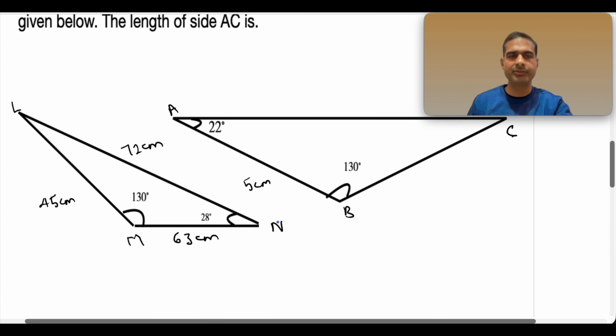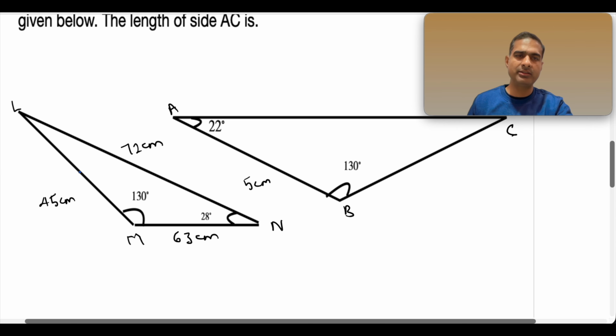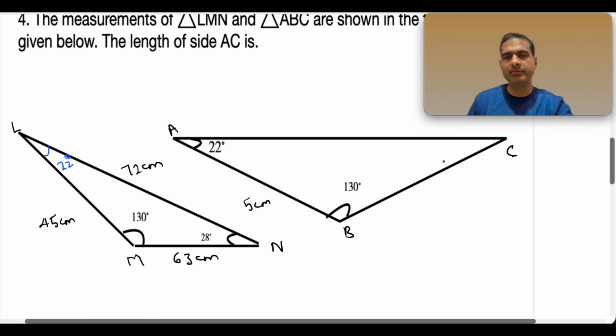So if we analyze the figure, there are two obtuse angle triangles LMN and ABC. Two angles are given of the first triangle, 130 and 28. So I can find out easily the third angle. 130 means the sum of these two angles should be 50. So one angle is 28, so the other angle will be 22 degrees. Now again 130 is given as one angle, so the sum of the other two angles will be 50. So one is 22, so the other one will be 28 degrees.